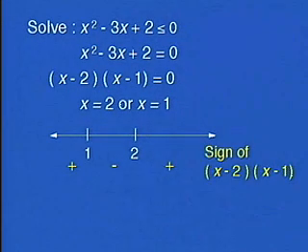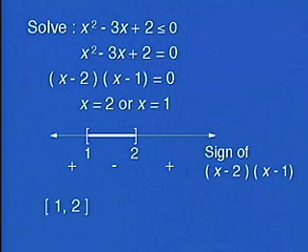Therefore, we know that our signs are plus when x is less than 1, negative when x is between 1 and 2, and plus when x is greater than 2. Now our inequality asks us to find the solution of the expression less than or equal to 0, so we're looking for all the values of x between 1 and 2. In interval notation then, this would be the closed interval from 1 to 2.